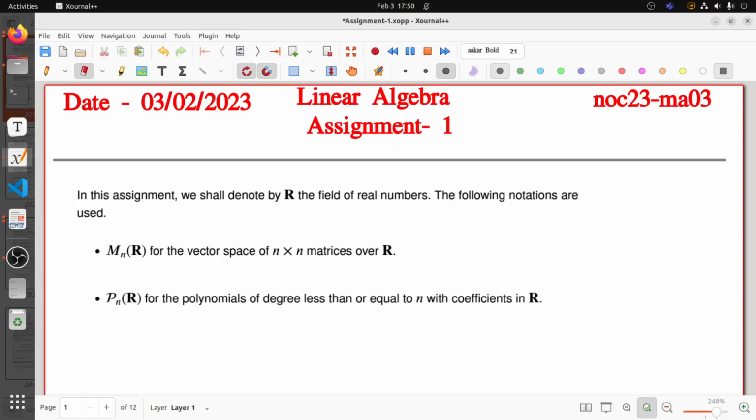So multiplication is not associative, right? So we get that multiplication is not associative. But to become a vector space, multiplication should be associative, right?